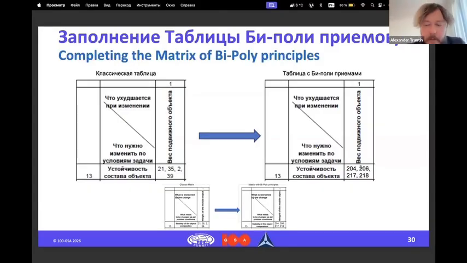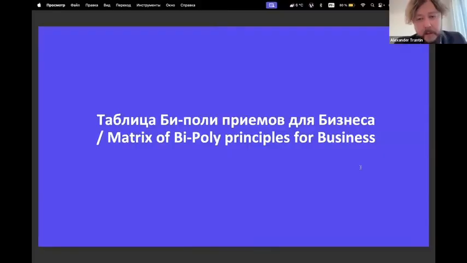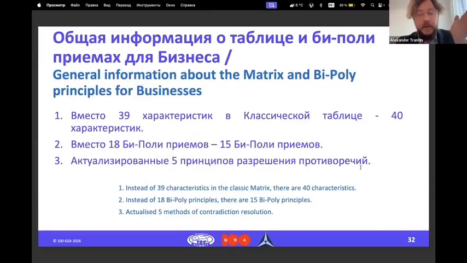I'm not going to speak of technical tasks here, and we are going to move on to the topic such as bipolar matrix for business. Now, why is it different from bipolar principles for techniques? If there are 39 classical characteristics, then in the matrix of bipolar principles for business, we had 40. Instead of 18, we have 15 bipolar principles. Also, to work with this matrix, we updated 5 principles of contradictions.